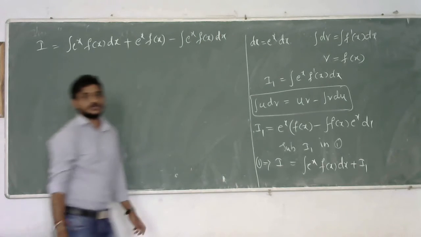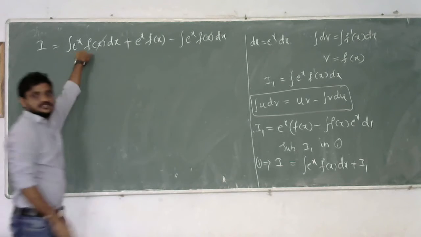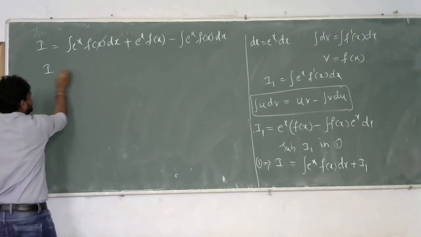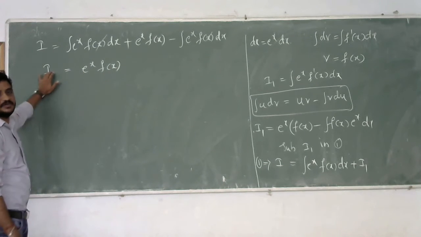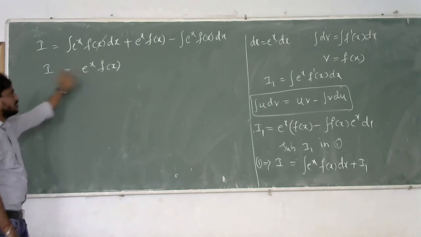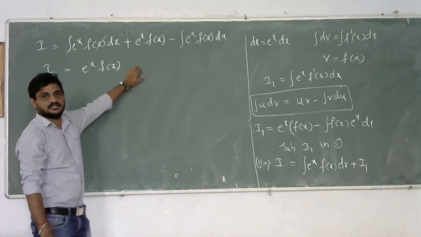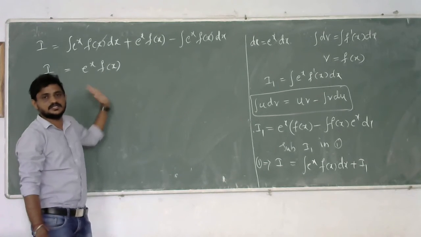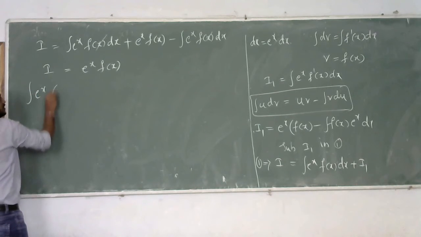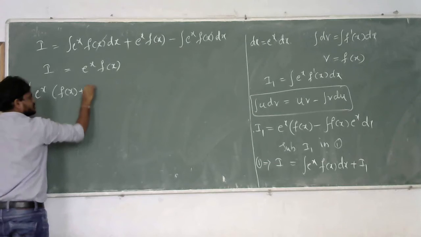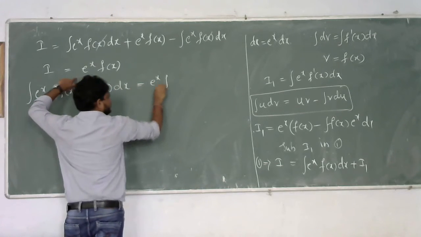If you observe here, both integral terms cancel. Then we get I equals e power of x into f of x. I is nothing but the given integral, which equals e power of x into f of x. That is our required solution, that is the RHS. LHS equals RHS. What is the I value? Integral e power of x into f of x plus f dash of x into dx is equal to e power of x into f of x.